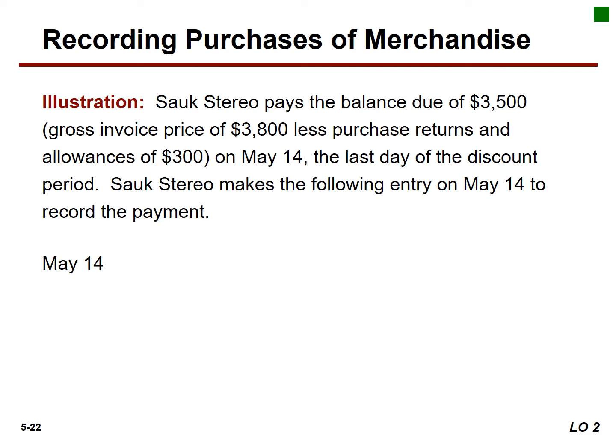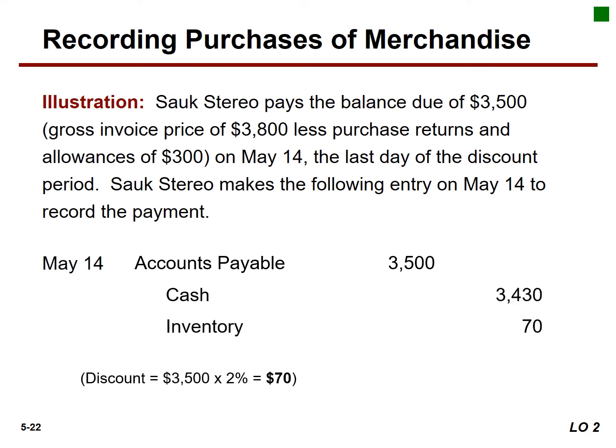Of course, 2% of $3,500 is $70. So when Sauk pays the amount, they're going to pay the $3,500 less the $70, or $3,430. So they're going to write a check for $3,430, send it to PW Audio Supply. But when they record this entry, they're going to go in and debit accounts payable for $3,500.